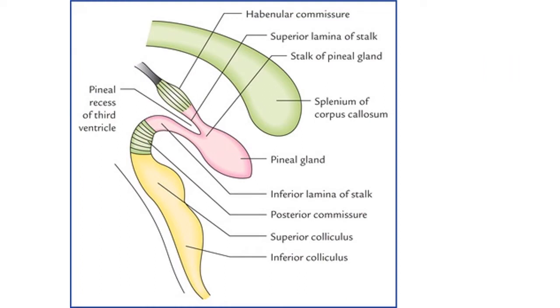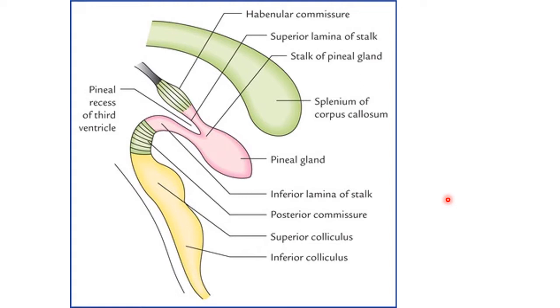Now let us see the relations clearly once again. Superior relations over here, and the habenular commissure, which is present superolaterally. Below, our inferior relations are the posterior commissure fibers and the cerebral aqueduct of Sylvius. And here you can identify the inferior lamina of the stalk of the pineal gland or pineal recess.